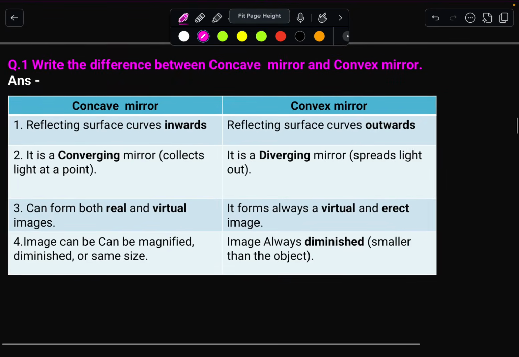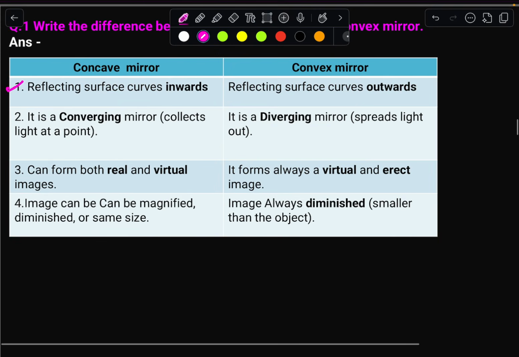If you see beta, here I have written 4 points. First point, the reflecting surface curves inward. Beta, what were we doing in the concave case? This was part of a hollow sphere. Here we are doing polish, and this part will be reflecting. You can write this point also. I have written here, the reflecting surface curves inward. But in case of convex, the reflecting surface curves outward.